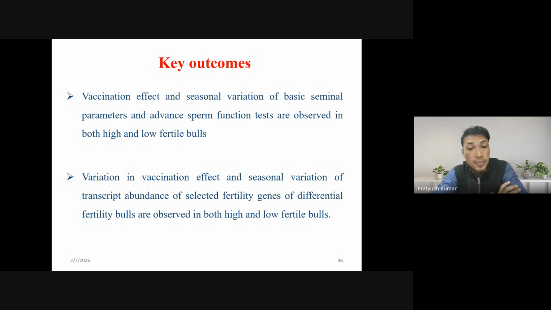So in my study, I found vaccination effect and seasonal variation of basic seminal parameters and advanced sperm function tests in both high and low fertile bulls. I categorized 2 types of bulls, high fertile and low fertile. And variation in the vaccination effect and seasonal variation of transcript abundance, meaning the genes I studied, of selected fertility genes was observed in both high and low fertility bulls.